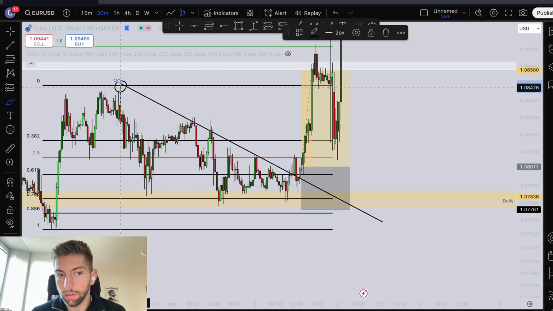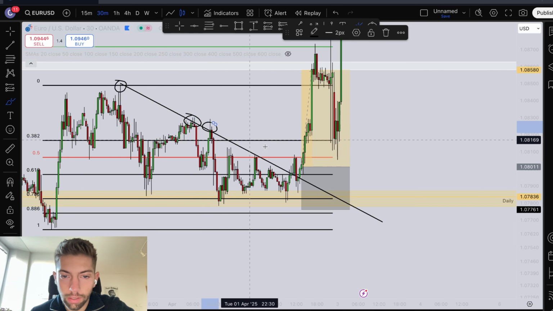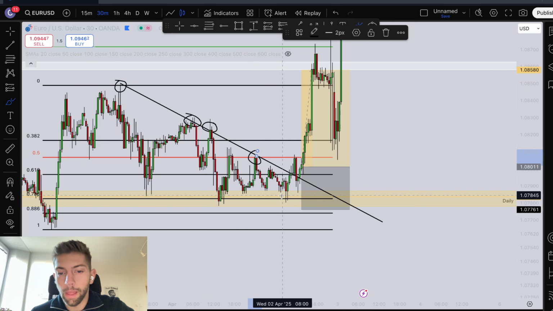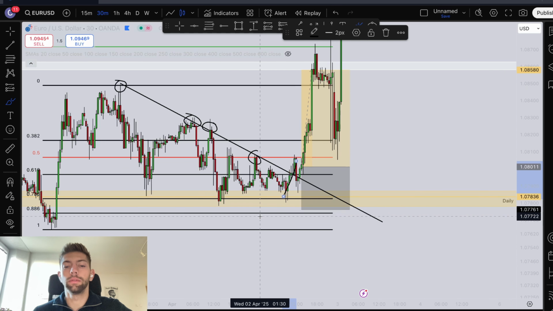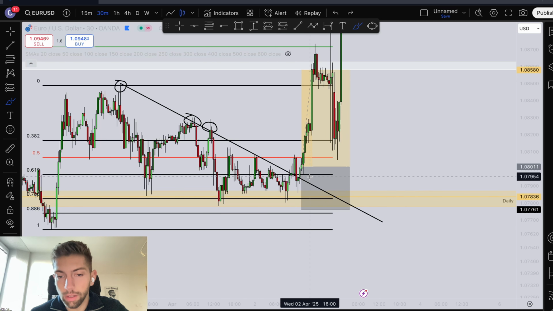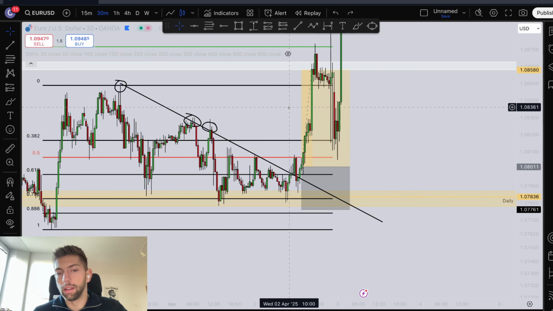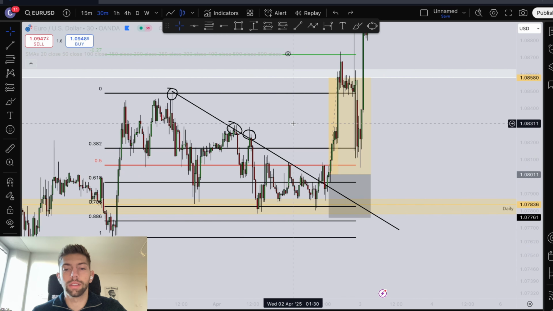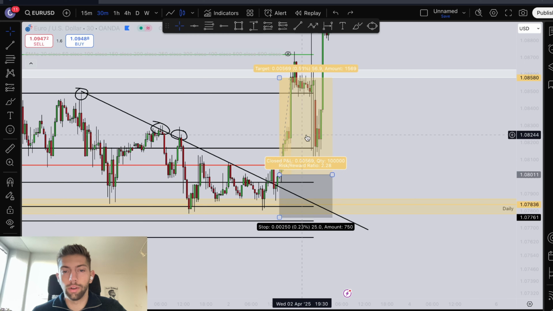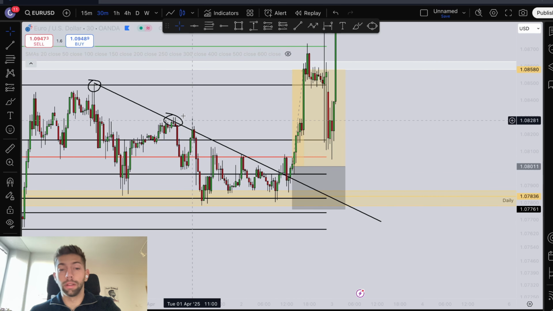This was the start, point A. This was point B, this was point C, point D, and then price broke it, which was another confluence for me. When price broke it, price retested it and gave me my entry signal, and from that point it was just a matter of 3 hours, and take profit was completely smashed.